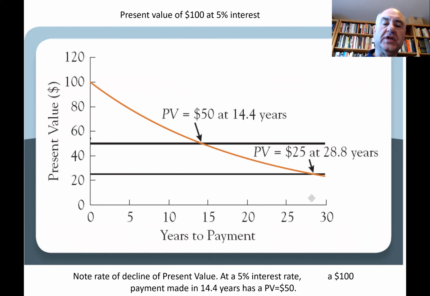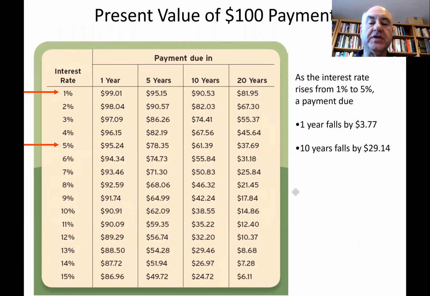This is shown even more clearly. That was at a constant 5% interest rate, but let's change the interest rate and combine interest rate changes with increasing the years. Looking at 1% and taking the present value of a $100 payment 1 year in the future versus 20 years in the future, that moves you from $99 down to $81. But look what happens when you move it up to a 5% interest rate and a longer period. You start out at 5% interest rate at $95 in 1 year, but if this goes out 20 years, the present value is $37.69.